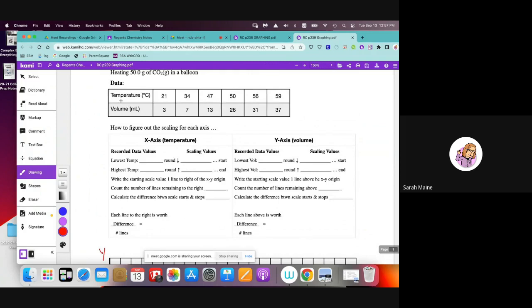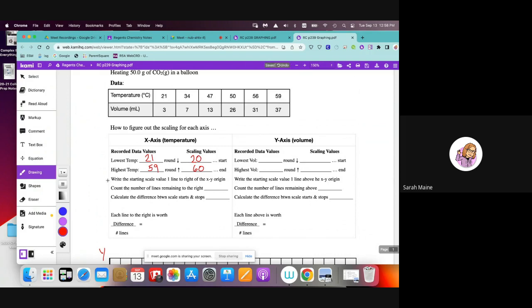So we're going to take a look at the temperature. The lowest temperature recorded is 21. So that means that my scaling on the x-axis needs to start just below 21. So I'm going to round it down a little bit, and start my scaling at 20. Now the highest temperature recorded is 59. So that means that my scaling needs to go above 59, but 100 is way too far above 59. So I'm going to go for 60. It's a little bit higher than 59, and it ends in a 0.